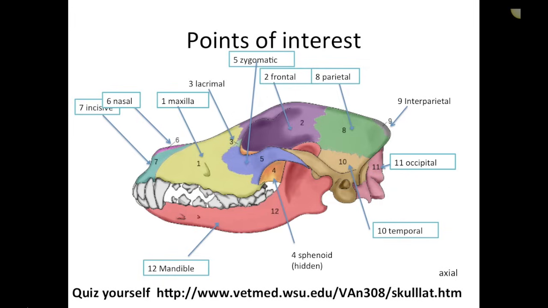The lacrimal bone is a tiny little bone where the lacrimal duct is located, and that's of course where tears come out and enter into the orbit of the eye.